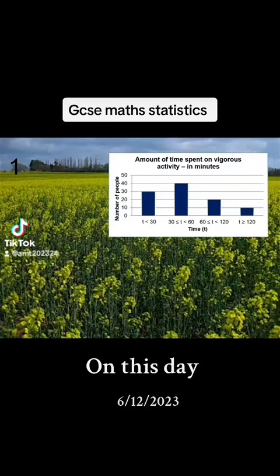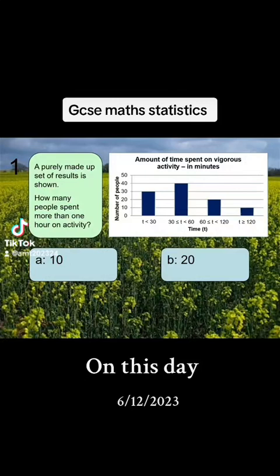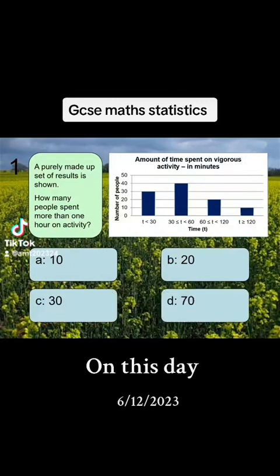Question number 1, amount of time spent on vigorous activity in minutes. A purely made up set of results is shown. How many people spent more than 1 hour on an activity? Is it A 10, B 20, C 30 or D 70? Well, an hour is equal to 60 minutes, so 60 minutes or more. So I'm looking at this quadrant and this quadrant. That's equal to 20, reading it off left. That's equal to 10. 20 plus 10 is equal to 30. So it's going to be option C, guys.